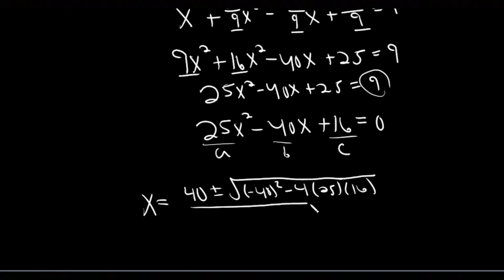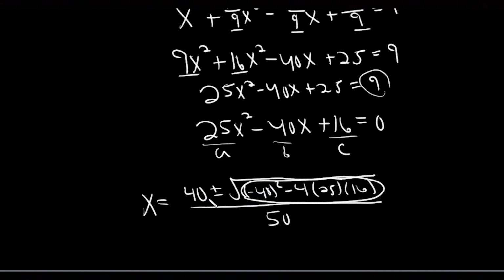And then it's all over 2 times a. So I'm going to go ahead and just write that in. 2 times a is going to be 50, okay? So from here, we want to clean up what we have underneath the square root and see what we get there. Plugging it into your calculator, you get negative 40 squared minus 4 times 25 times 16. Plugging that in, you actually get 0. And so this whole part underneath the square root ends up being 0. So when I take the square root of 0, it's just going to be 0.